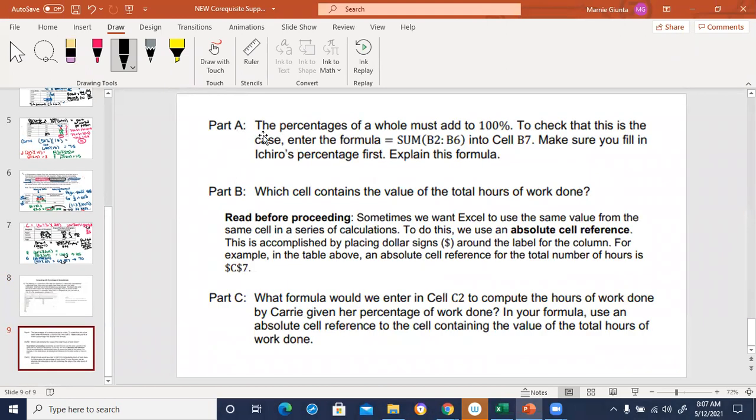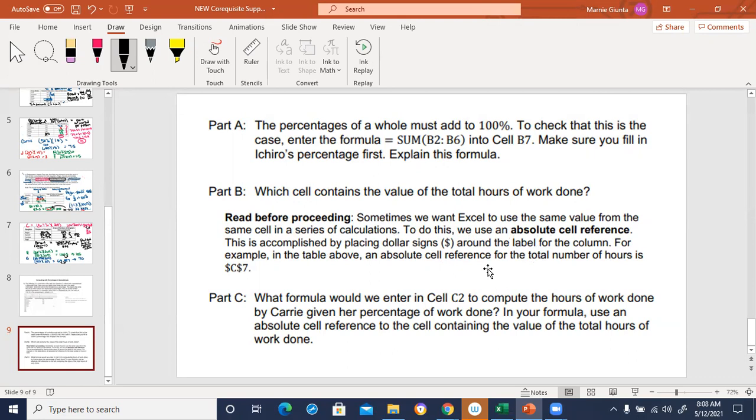So part A, it wants us to go through that the percentages must add up to 100%, and we're going to figure out each row's percentage. The next one, part B, it's going to ask us which cell contains the value of the total hours work done. So it wants you now to hunt around the spreadsheet just to gauge where all the data is. And then it tells you about absolute cell referencing.